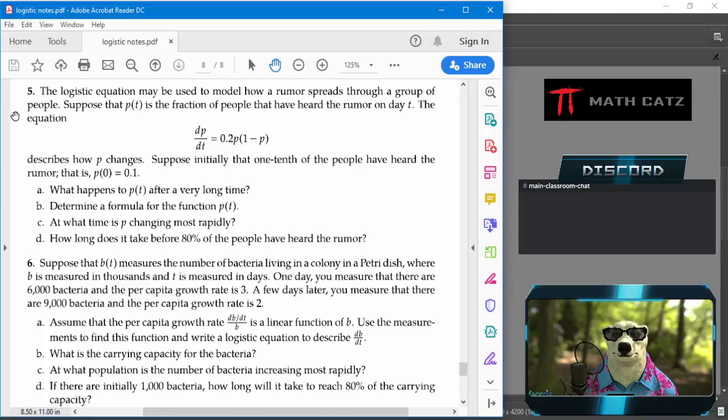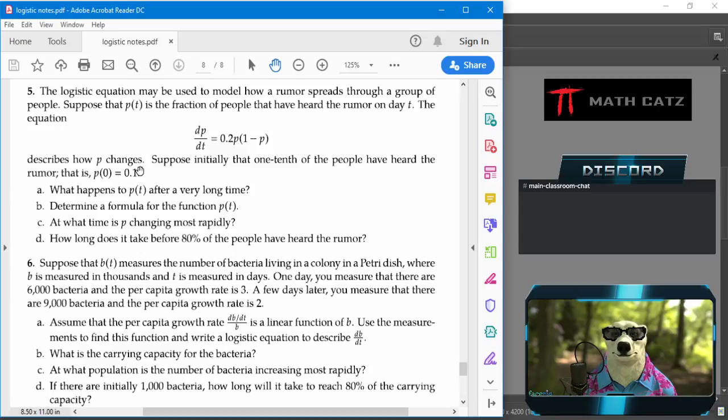So let's say here the logistic equation may be used, like we did for number 1, to model how a rumor spreads through a group of people. So we're going to let P represent the fraction of people that have heard the rumor on day T, and we have this familiar logistic equation where I have some growth constant. It's now proportional to the quote-unquote population size and the gap to 100% capacity, of course. So 1 is my capacity.